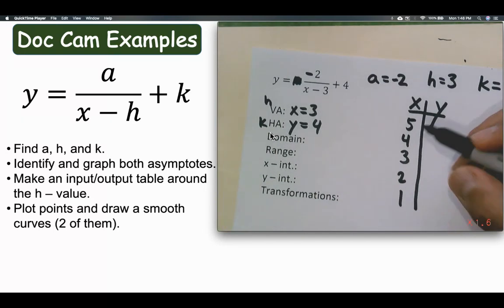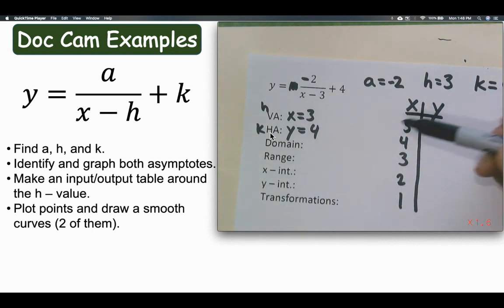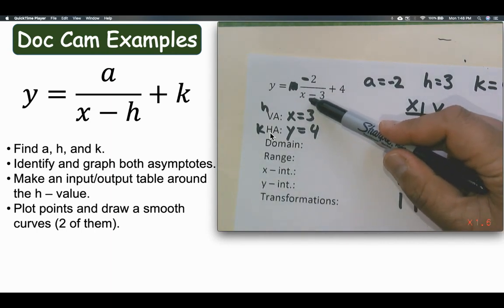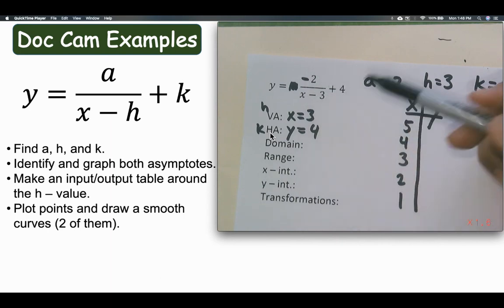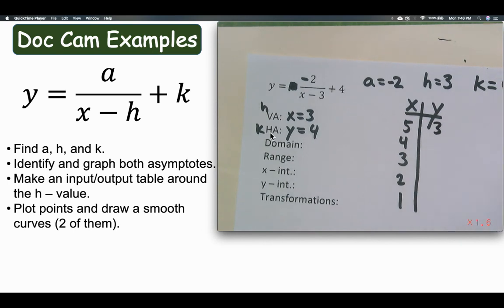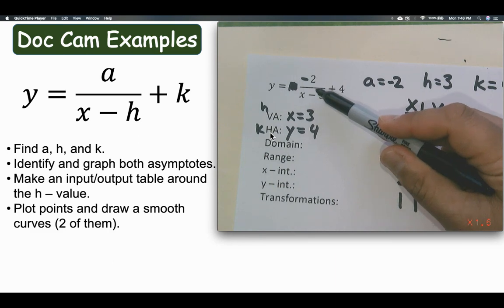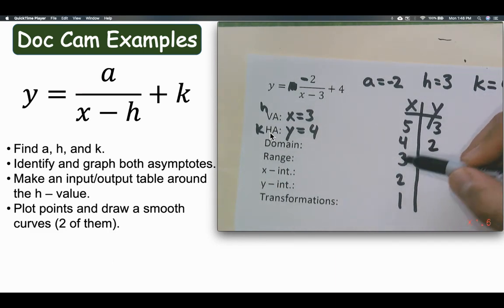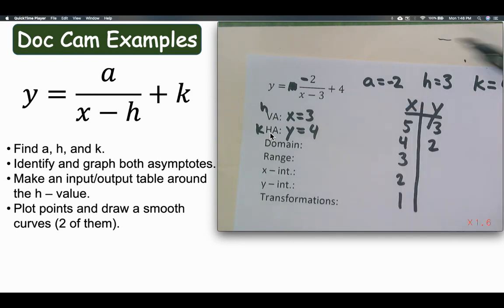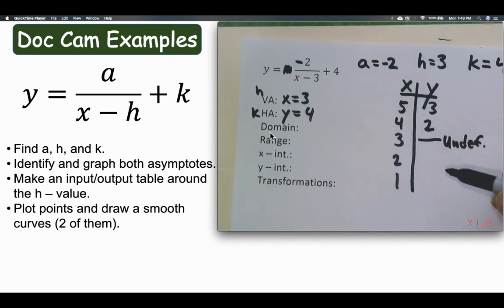What I'm going to do now is take this 5, plug it in here, and get a y value out. If I plug a 5 in here, that's 5 minus 3, which is 2. Negative 2 divided by 2 is negative 1, plus 4 is a 3. Plug in a 4. 4 minus 3 is a 1. Negative 2 divided by 1 is negative 2, plus 4 is 2. If I plug a 3 in, 3 minus 3 is 0. I'm not supposed to divide by 0, so that is not even there. It's undefined.